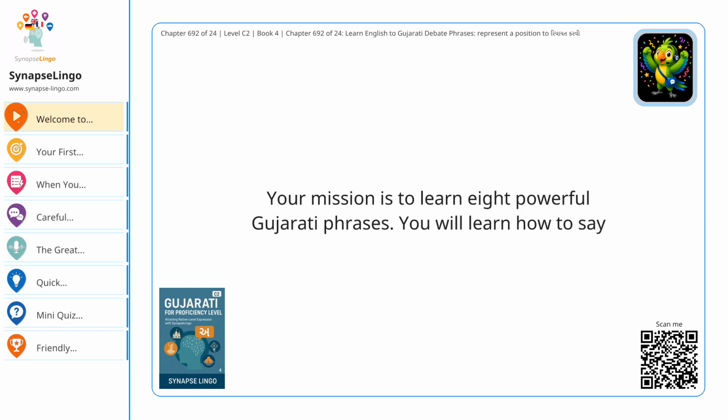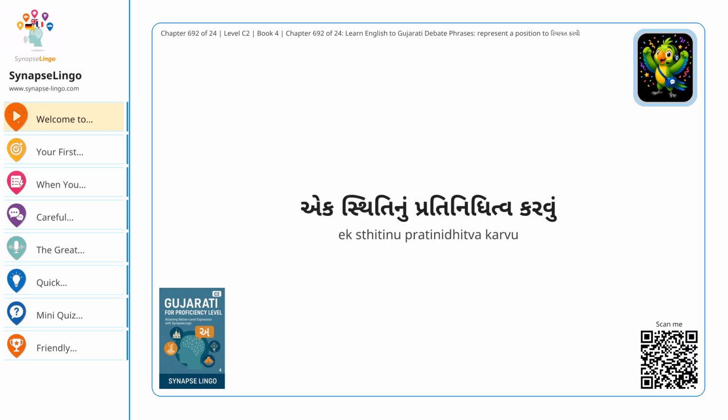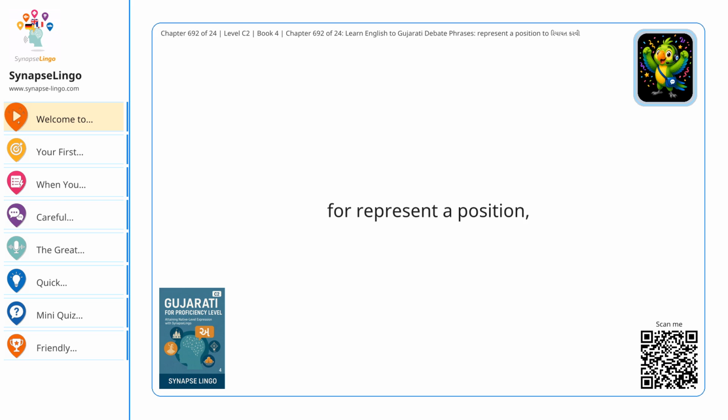Your mission is to learn 8 powerful Gujarati phrases. You will learn how to say, એક સ્થિતિનું પ્રતિનિધિત્વ કરવું, for represent a position, દૃષ્ટિકોણ રજૂ કરવો, for formulate a point of view, વાંધા ઉઠાવવો, for raise objections, ચિંતાઓ વ્યક્ત કરવી, for express concerns, ટીકા કરવી, for criticize, સમાધાન કરવું, for to compromise, એક કરાર પર પહોંચવું, for reach an agreement and રિયાયત કરવી, for make concessions.